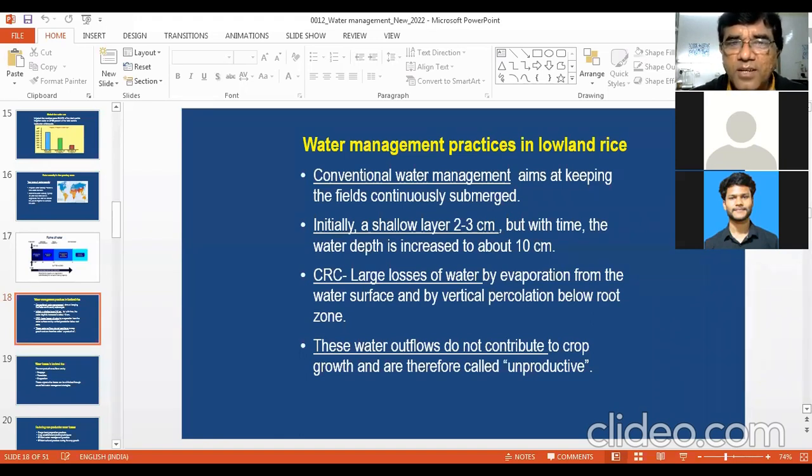In conventional rice culture, CRC, means your traditional farming, which is transplanted puddle, large losses of water by evaporation from the water surface and by vertical percolation below root zone. So in conventional rice culture, you are applying large quantity of water, you are flooding the soil, therefore the losses of water are also high. So these water outflows do not contribute to crop growth and are therefore called unproductive. So in this case, there is a lot of unproductive water in case of flooding irrigation or in case of conventional rice culture. Larger quantity of water are removed by percolation or seepage.